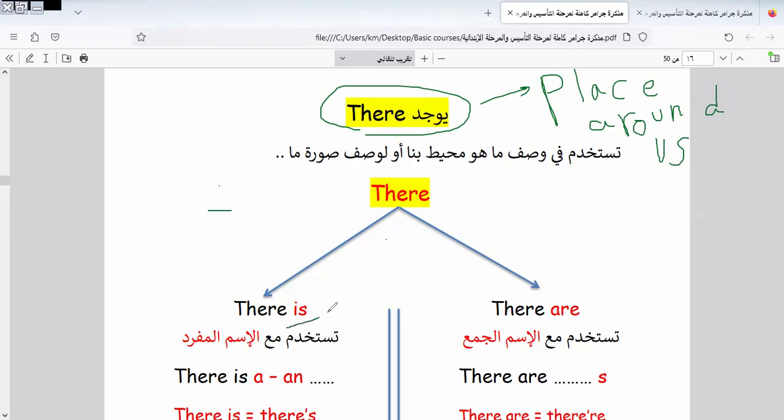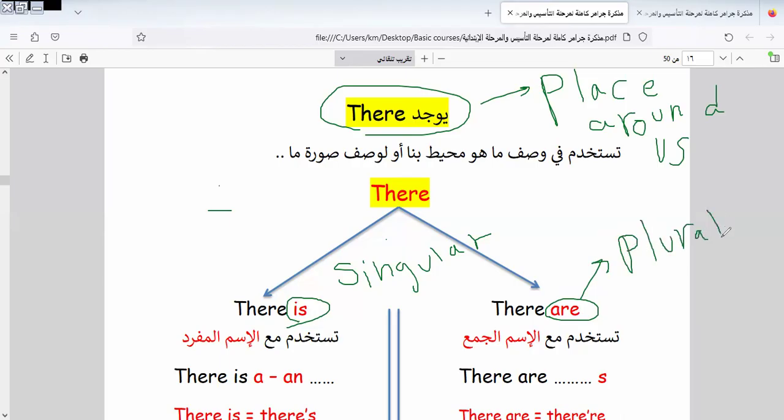Here we use there is for what? There is for singular. And we use there are for what? For plural. Plural must add s to the noun. Here we have there are, and here is there is. There is for singular and there are for plural. Let's continue the rest of this lesson.